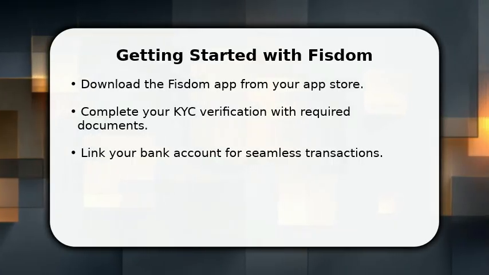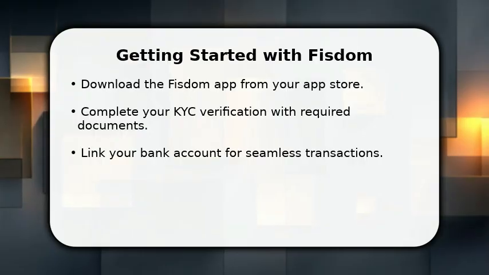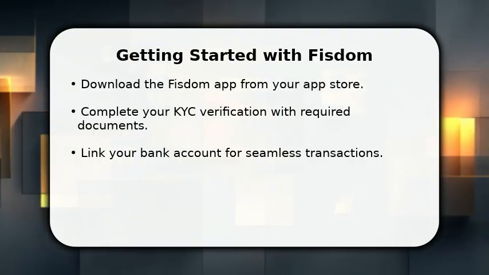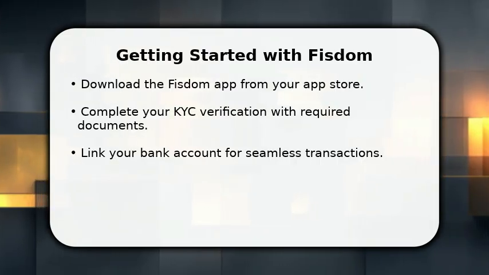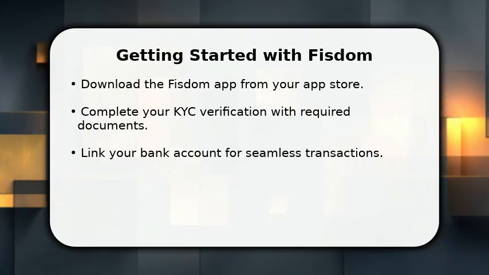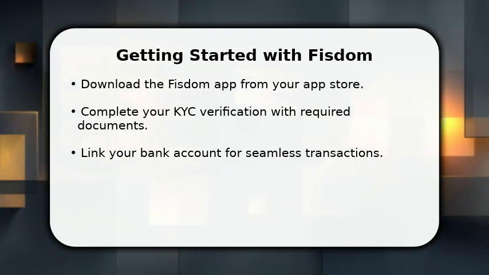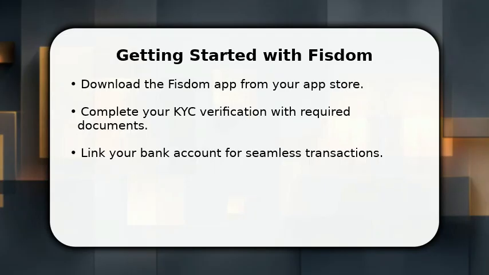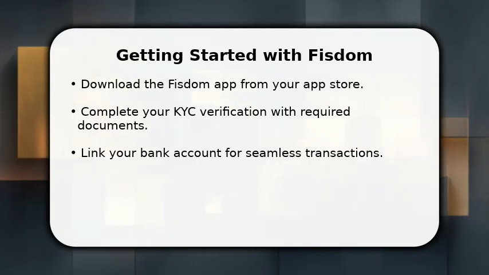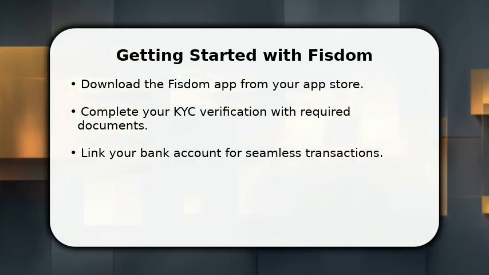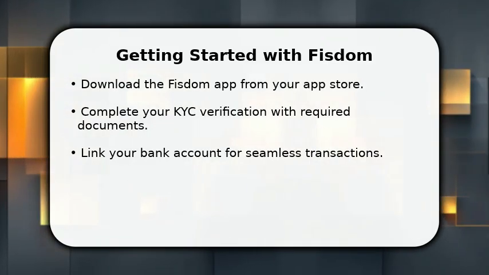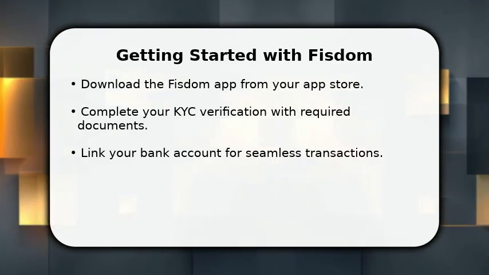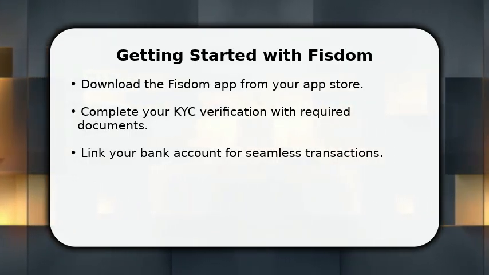In this video, I will explain how to buy shares in Fisdom. First, download the Fisdom app to your smartphone. Next, you'll need to complete your Know Your Customer or KYC verification. This involves providing necessary documents like your PAN card and address proof. Finally, link your preferred bank account to your Fisdom profile for easy deposits and withdrawals. This setup ensures a smooth investment journey.